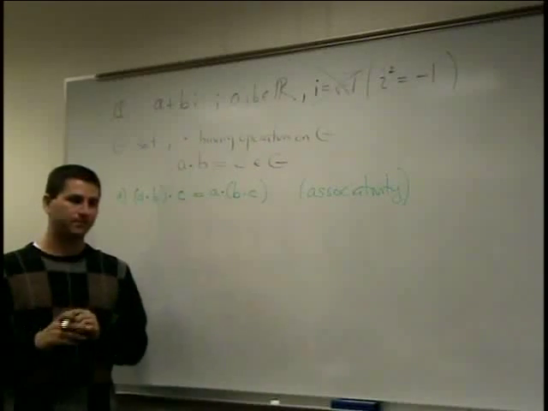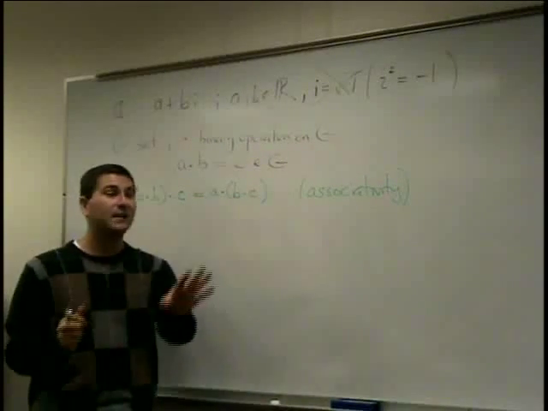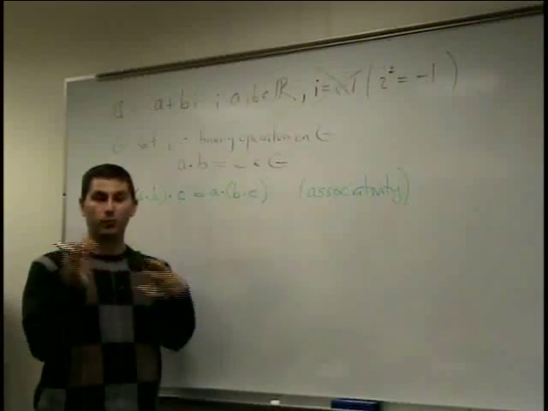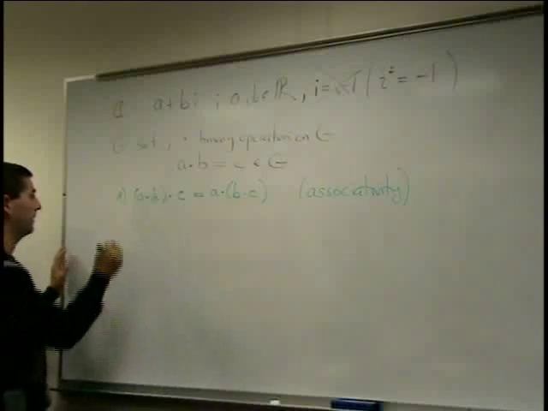Like the identity property. Yes, and that's exactly what we're going to mimic right here. We're trying to mimic what we know for the integers and for the real numbers right now. That's what we're doing.